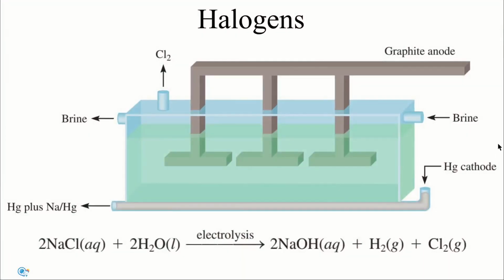Chlorine gas is prepared in industry by the electrolysis of molten sodium chloride or by the chloralkali process, the electrolysis of concentrated aqueous sodium chloride solution. It's called brine. Two of the common cells used in the chloralkali process are the mercury cell and the diaphragm cell. In both cells, the overall reaction is this one.